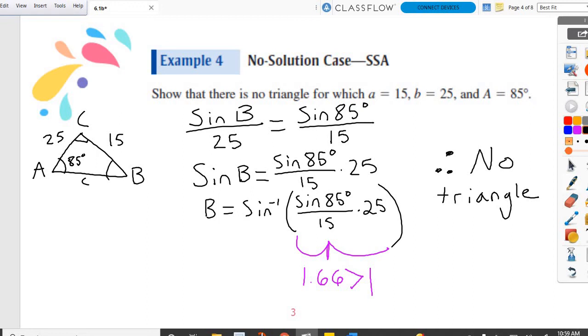Questions on that? So we covered one solution. We covered no solution. What's our last option? 2 solutions. Let's look at what that looks like.